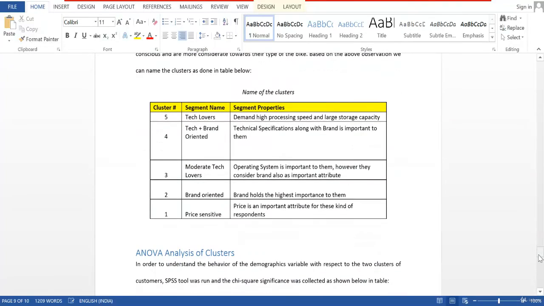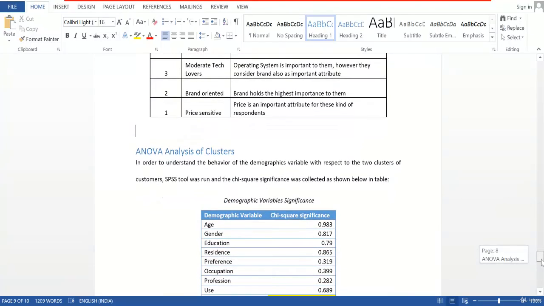Based on this, we name each of the clusters. As we saw, the customers in cluster 1 were price sensitive, or price was an important attribute, hence we named that cluster price sensitive. The second was where brand holds the highest importance, so we named it brand oriented. Similarly, we have named the other clusters based on the attribute which they think is very important. So we have named the third as moderate tech lovers, the fourth as tech plus brand oriented, and the fifth as tech lovers, based on the attribute importance we have calculated.